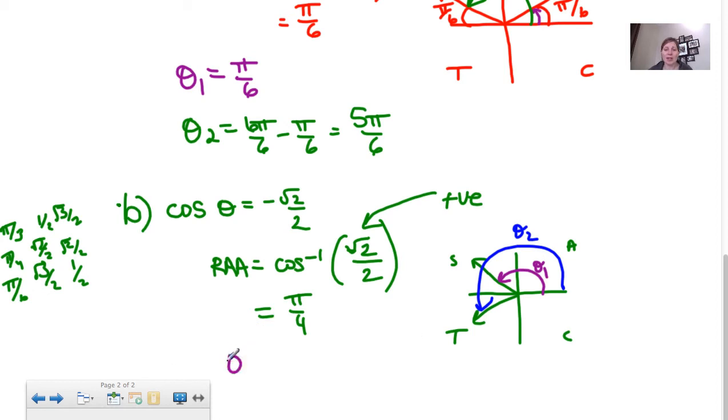So now I know that theta 1 is going to be, this is the related acute angle, which is pi on 4. So theta 1 is 4 pi on 4 minus 1 pi on 4, which is 3 pi on 4. And theta 2 is going to be 4 pi on 4 plus another pi on 4, because again, that's that related acute angle in there, plus another pi on 4, which is going to be 5 pi on 4.